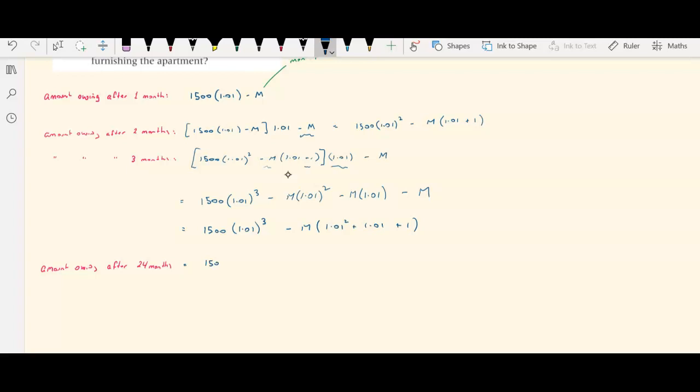Okay, 1,500. I can see that this is going to be, sorry, that's 1.01 to the power of 24, because I've noticed that this power and this always match up. I've also noticed that this power here and this power here have a difference of 1. So I'm going to use that pattern in my next piece of work. M comes out and I have 1.01 to the power of 23 plus 1.01 to the power of 22, and that's going all the way down to 1. Okay, that's what it's going to look like after 24 months.